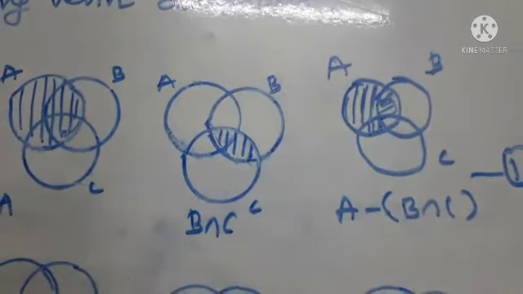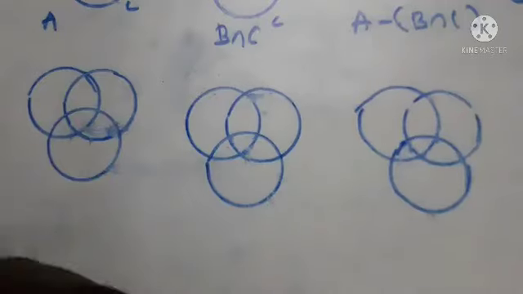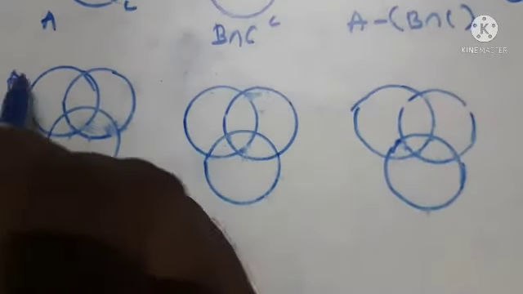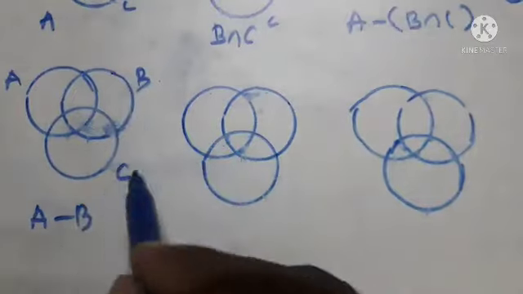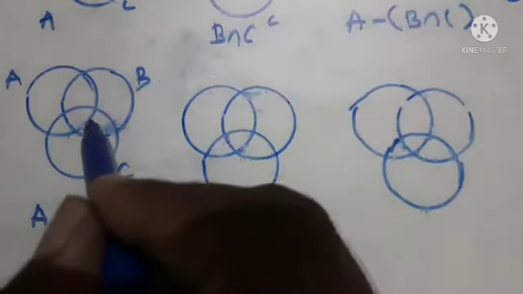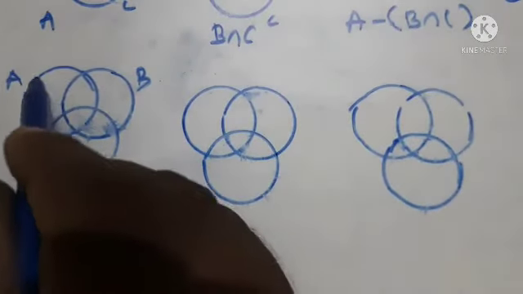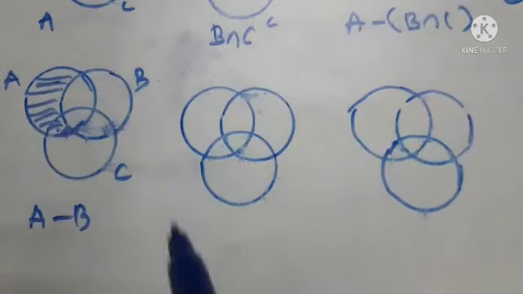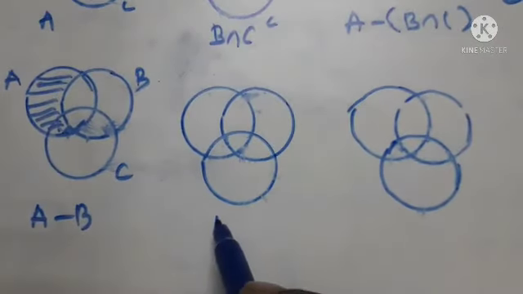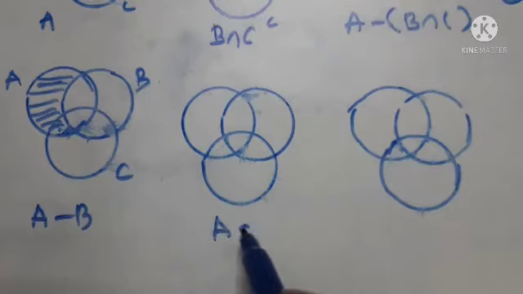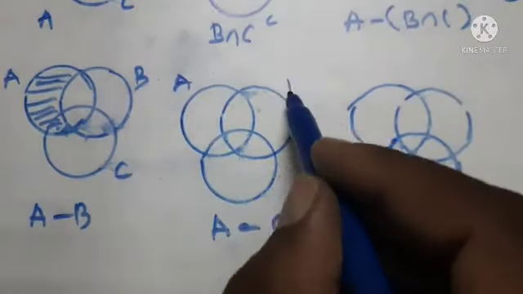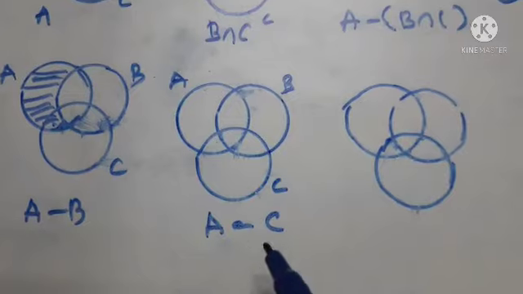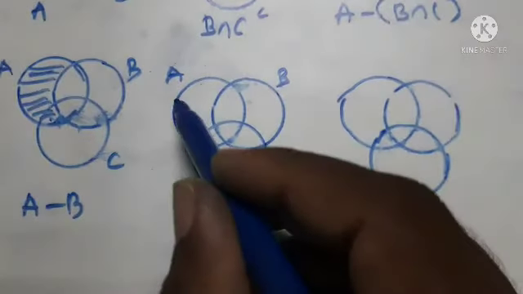The next, RHS: (A − B) and (A − C). A − B means A having but not in B. Shade the A part only. This is A having but not in B. This area only. The next, A − C. This is A, this one B, this circle is C. A − C means A having but not in C. This area.